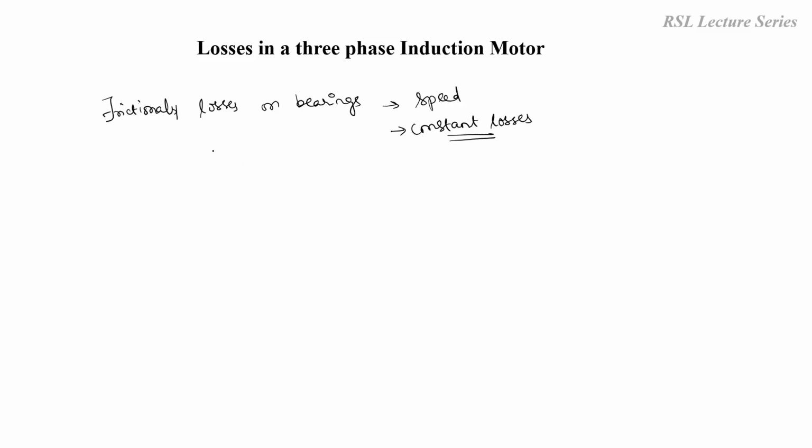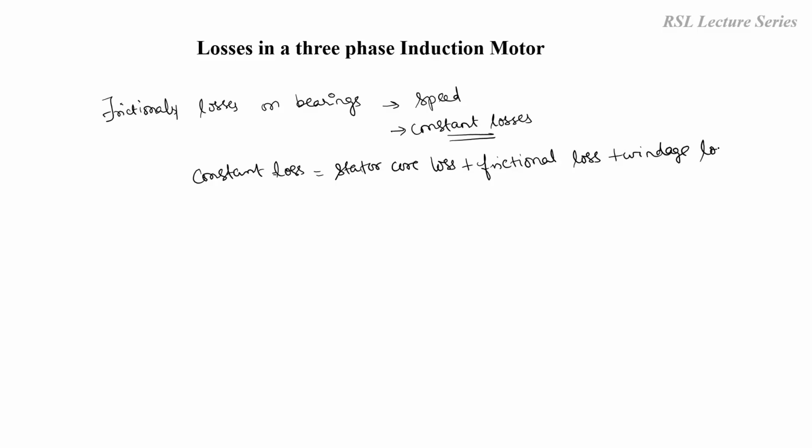Thus in the constant loss we have stator core loss plus frictional loss plus windage loss. Why? Because the rotor core loss is neglected, since the frequency of the rotor under running condition is very much lesser as compared to the supply frequency. So next we'll see the variable loss.